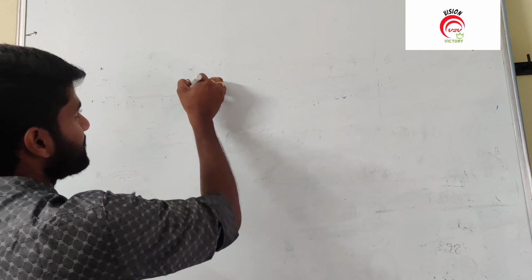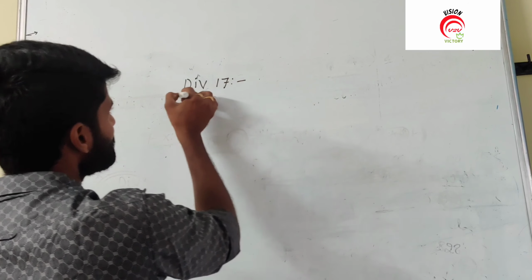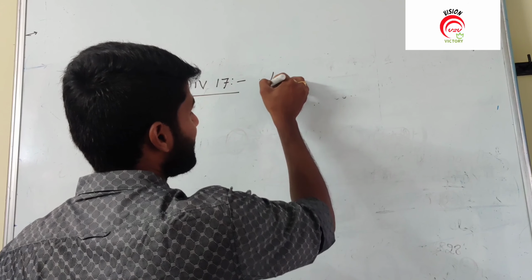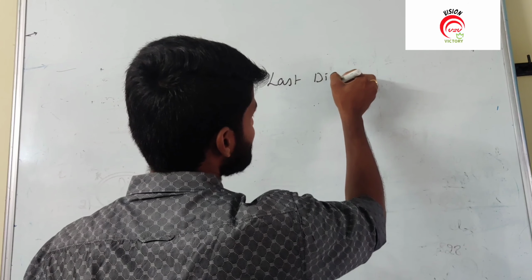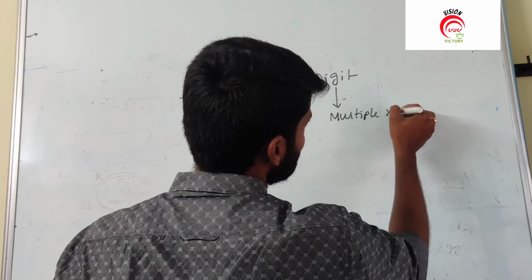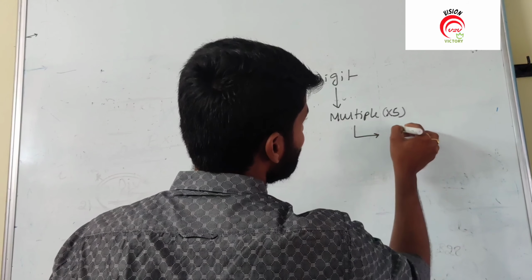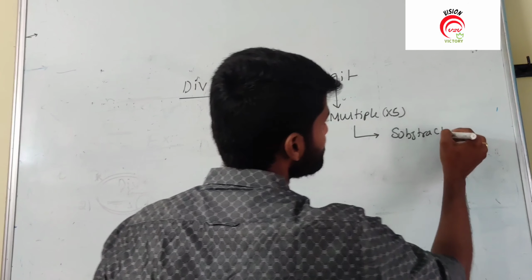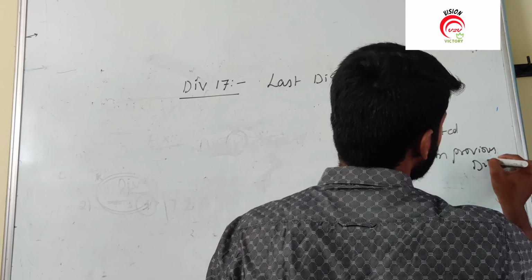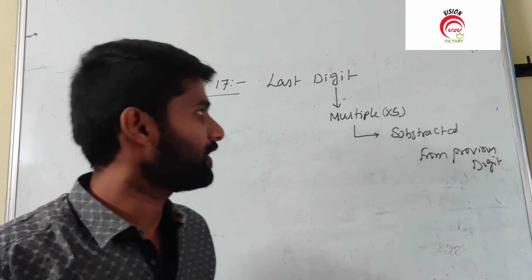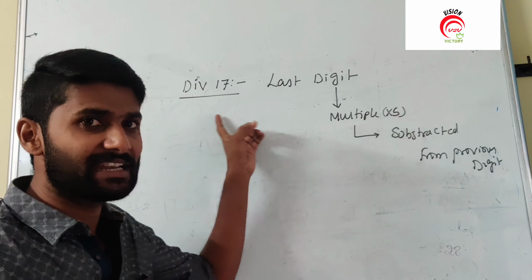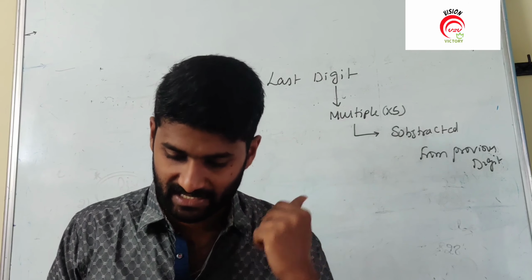Clear? Next one. Divisible by 17. What is the divisibility rule for 17? First, separate the last digit. Just focus on the last digit, and we should multiply that digit by 5, and that result we subtract from the previous digits. Clear? After subtraction from the previous digits, if the resultant is divisible by 17, the entire number is also divisible by 17. I will give the example.